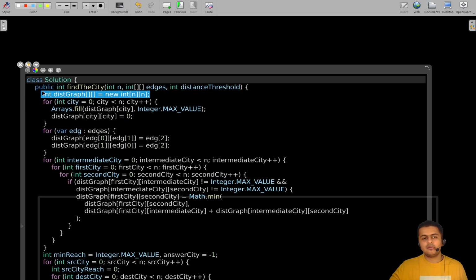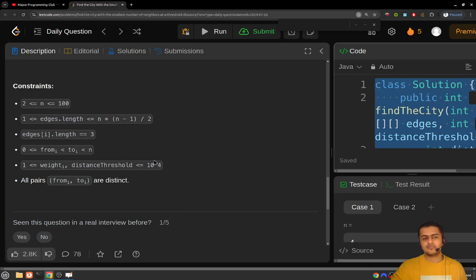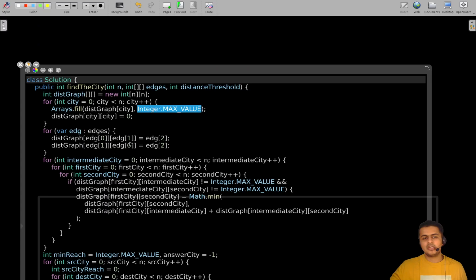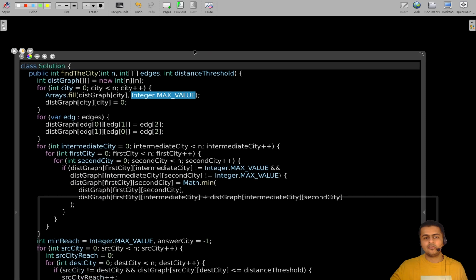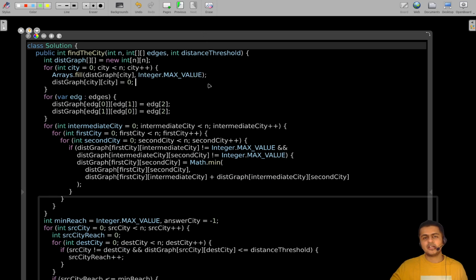As we talked about, we will need a graph. This graph will represent the distance it takes to go from one city to another city, in two dimensions. One dimension is for the source city, and the other is for the destination city. Initially we fill all the entries in the graph with infinite values, a value large enough that it cannot be reached by any path. From the constraints, we can see that the maximum integer value is sufficient to be taken as infinity.